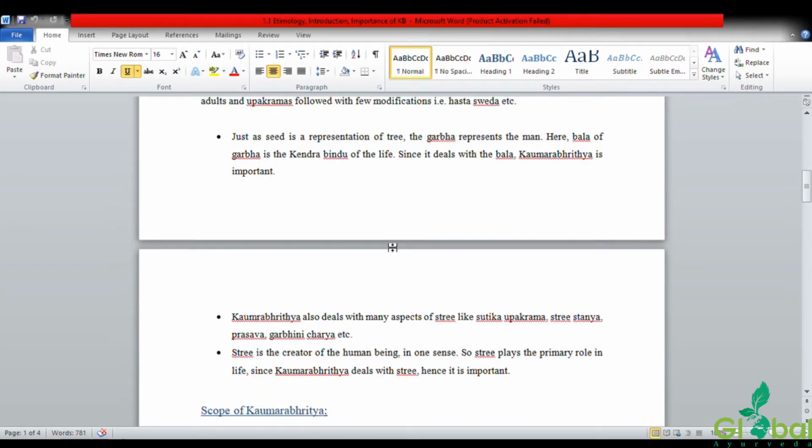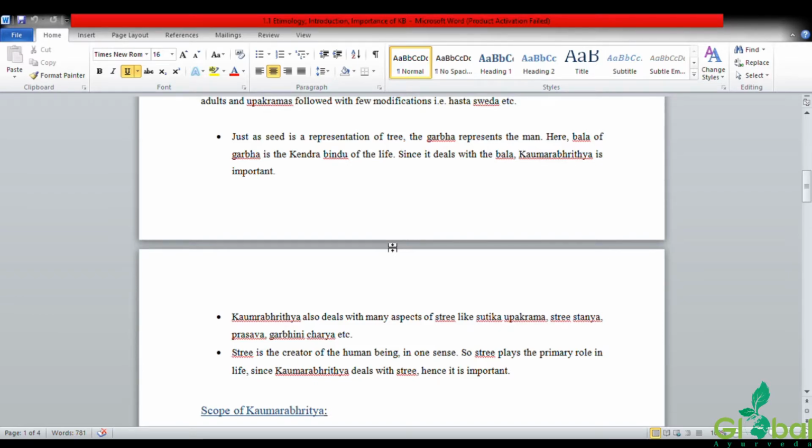So he gives some more examples stating that the Kaumarbhritya is very much important. Just as the seed is a representation of the tree, the Garbha represents the man. Here Bala of the Garbha is the Kendra Bindu of life. Since it deals with Bala, Kaumarbhritya is important.